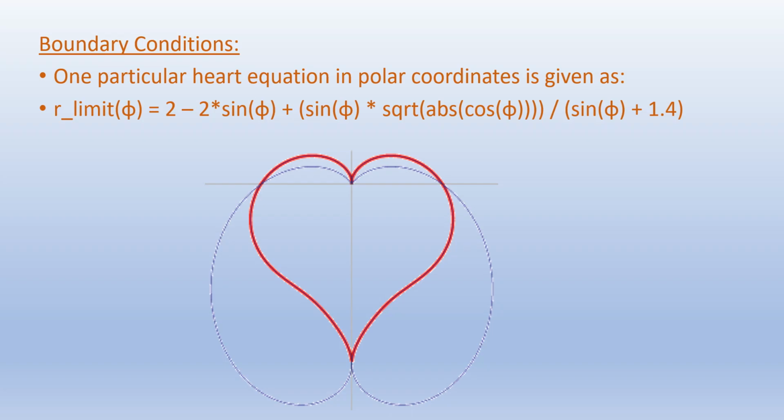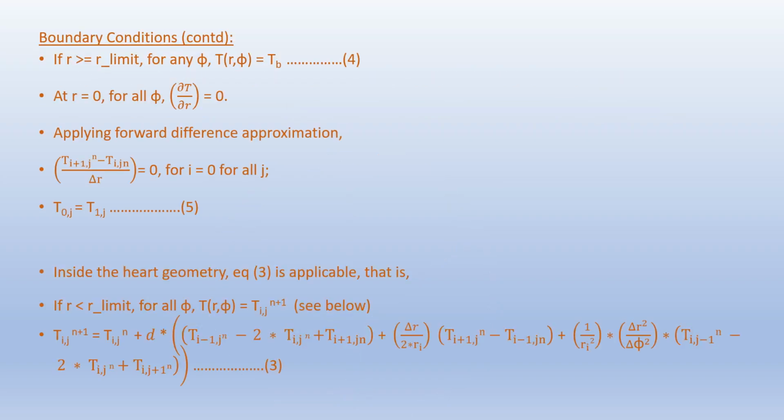This represents the boundary of the heart, or the heart geometry, as shown in the red colored lines. So our boundary conditions are as below. If r is greater than or equal to r_limit for any phi, T(r, phi) equals Tb.